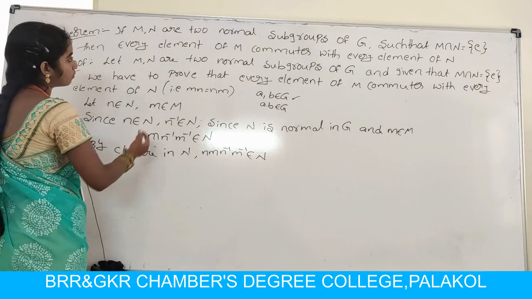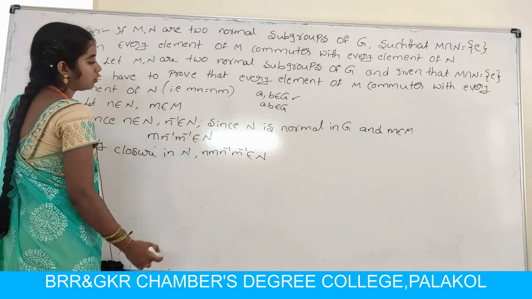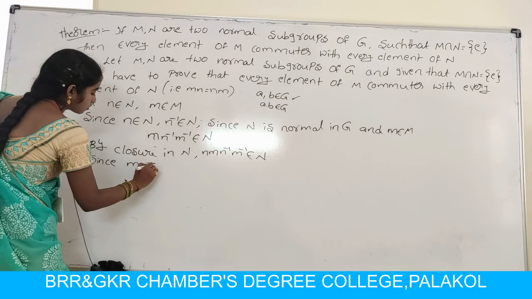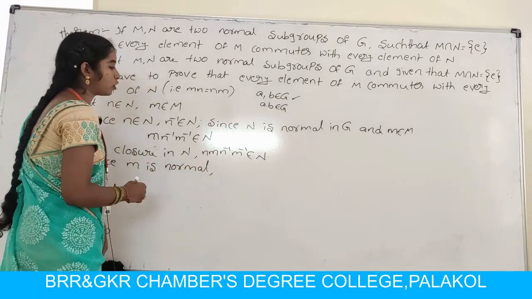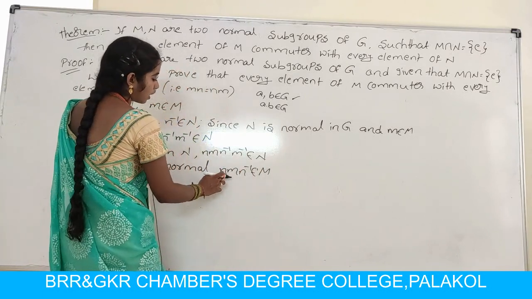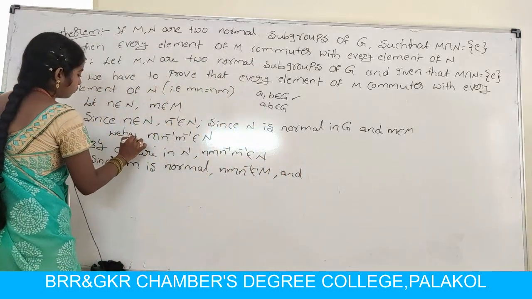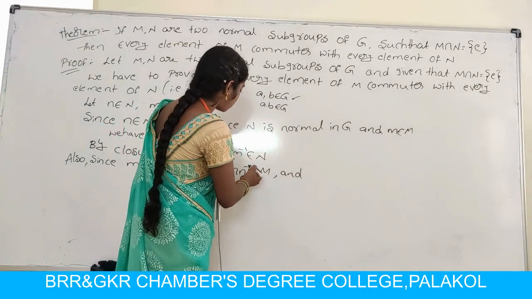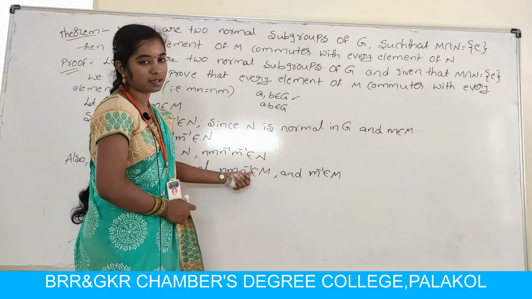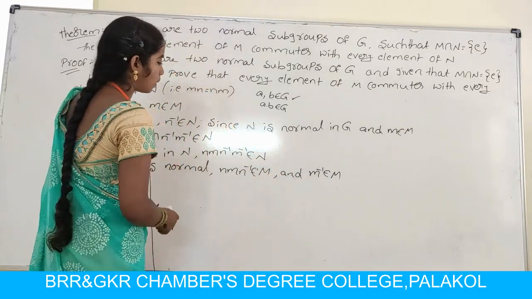Since M, N are two normal subgroups of Z, since N is normal, n inverse belongs to N. Since M is normal, n inverse belongs to M. So n inverse belongs to M, so m inverse belongs to M. So M is normal, small m belongs to capital M, and it can also be written as m inverse belongs to M. This property also exists.